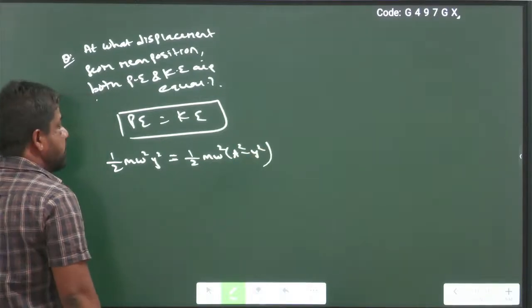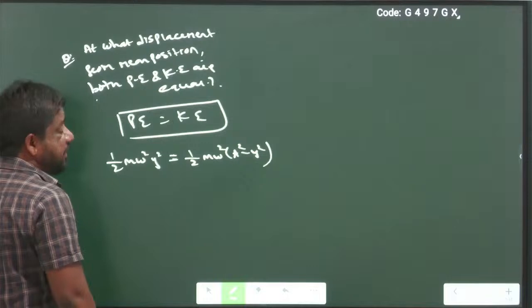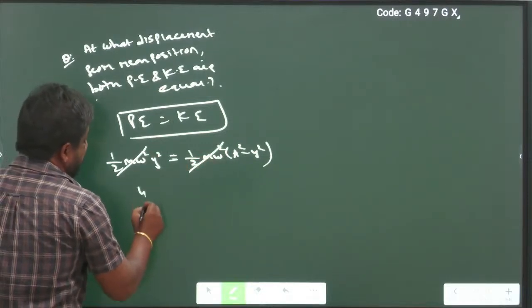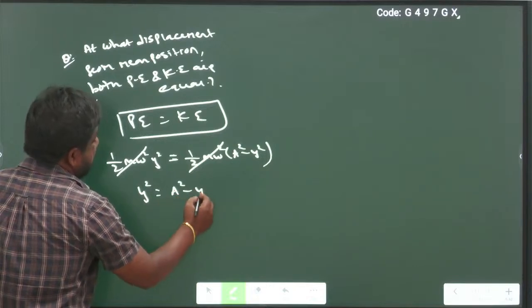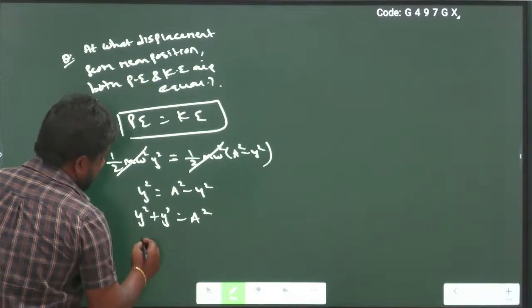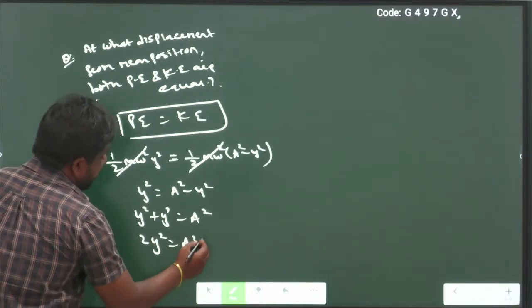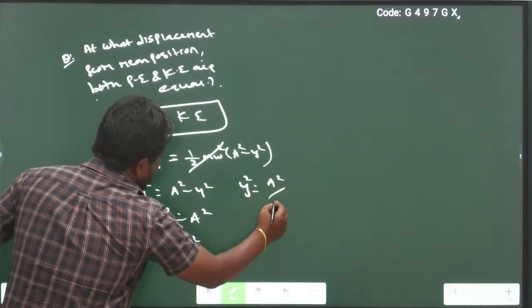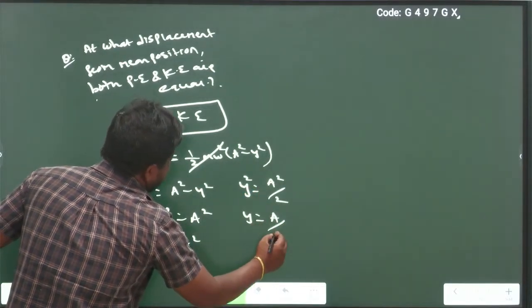Can I write like this? Because I am telling in the hint, potential energy is equal to kinetic energy. Half m omega square cancels on both sides. y square is equal to a square minus y square. y square plus y square is equal to a square. 2y square is equal to a square. Now y square is equal to a square by 2. y is equal to a by root 2.